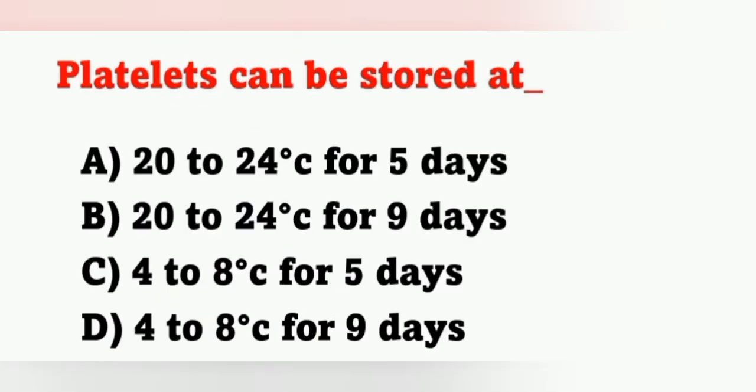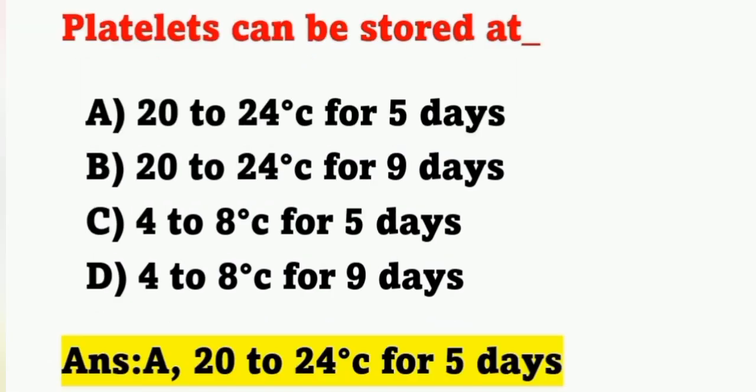And the next question, platelets can be stored at. Options: option A 20 to 24 degrees Celsius for 5 days, option B 20 to 24 degrees Celsius for 9 days, option C 4 to 8 degrees Celsius for 5 days, option D 4 to 8 degrees Celsius for 9 days. Platelets can be stored at 20 to 24 degrees Celsius for 5 days. Option A is the correct answer.